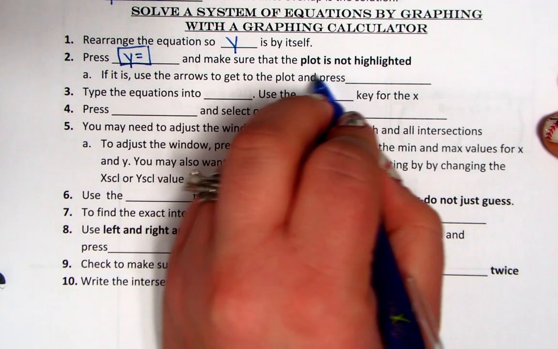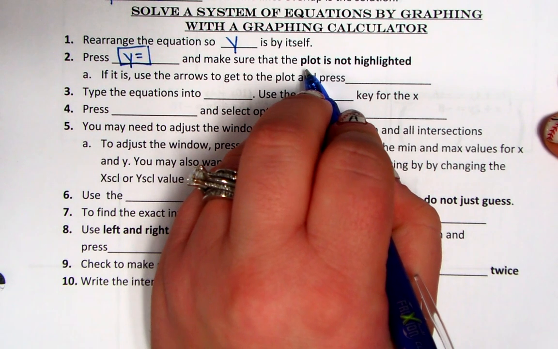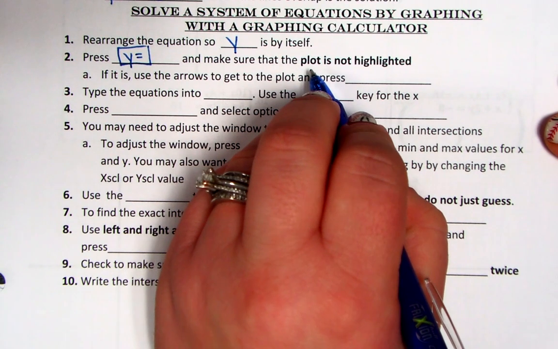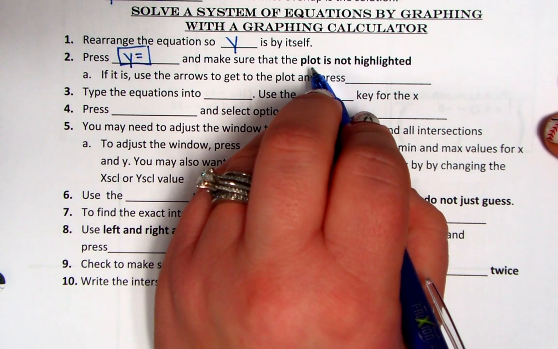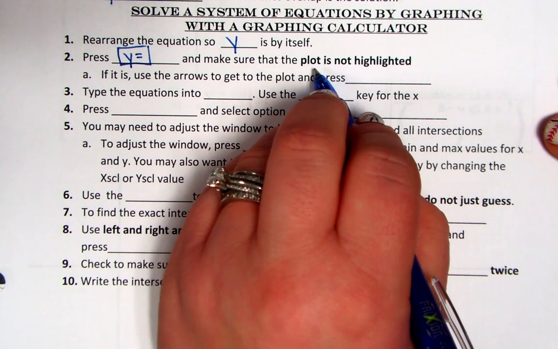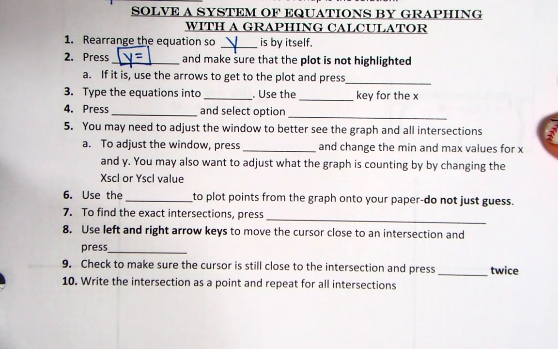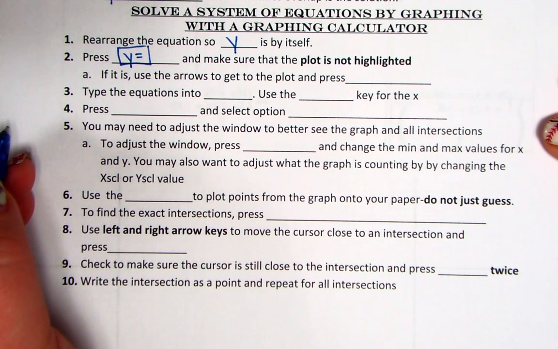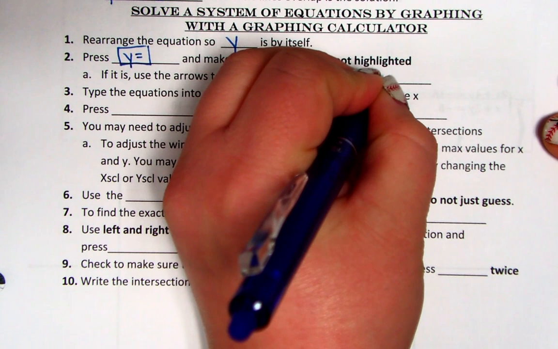And make sure that your plot 1 is not highlighted. None of the plots should be highlighted when you're graphing just a regular equation. The only time that you have a plot that's highlighted is if you actually want to see the individual data points that you inputted into STAT. We're not doing that in this section, so we don't want the plot highlighted. If it is still highlighted, use your arrow keys to get to the plot and then press Enter to make it not highlighted anymore.